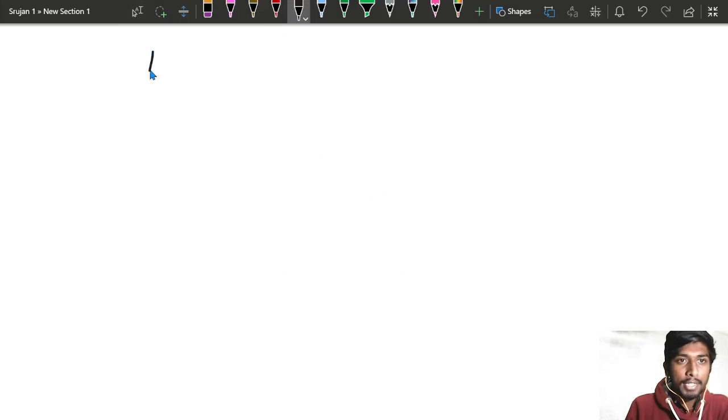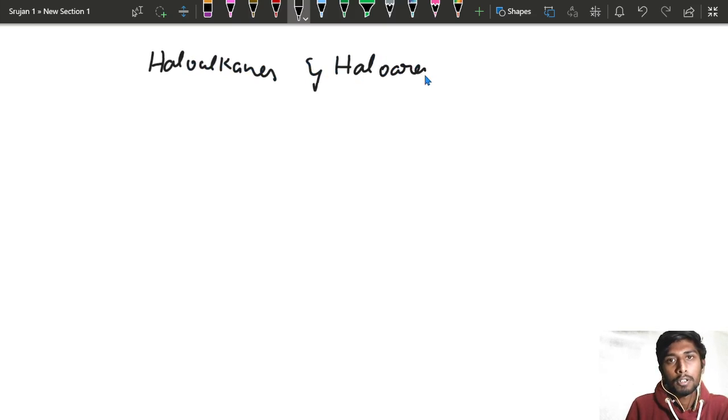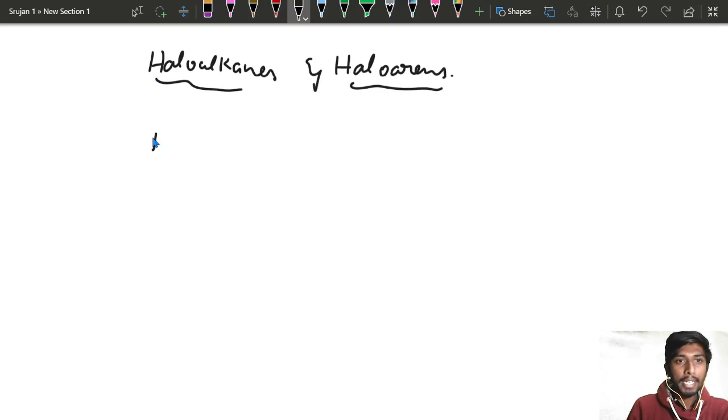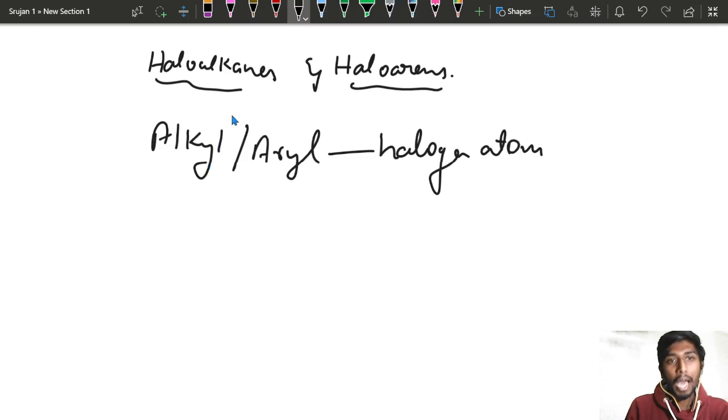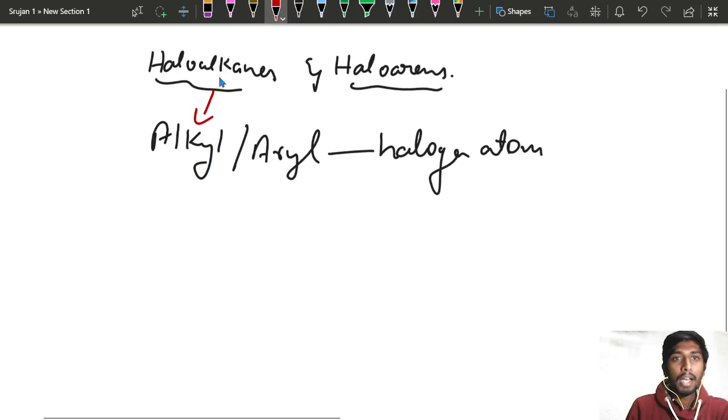Okay, so the chapter is haloalkanes and haloarenes. So what are haloalkanes and haloarenes? It means, simply, any alkyl group or any aryl group attached to a halogen atom. If it is attached to an alkyl group, then it is called a haloalkane. If it is attached to an aryl group, it is called a haloarene.